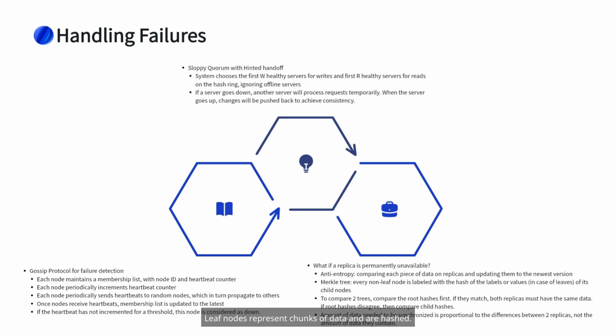Leaf nodes represent chunks of data and are hashed. Internal nodes are labeled with hashes of their children. By comparing root hashes of two replicas, we can detect if they differ. If they do, we recursively compare their children to locate and resolve only the differing data. This drastically reduces the synchronization cost since we only transfer the data that has changed, not the full data set.